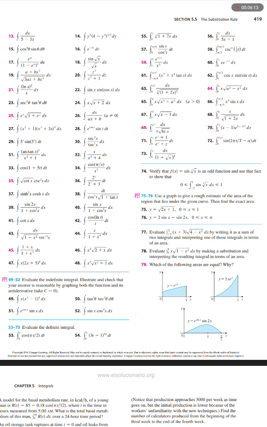Evaluate the integral from -2 to 2 of (x plus 3) times the square root of 4 minus x squared dx by writing it as a sum of two integrals, interpreting one of those integrals in terms of an area.